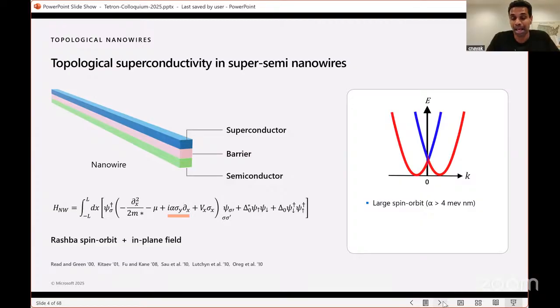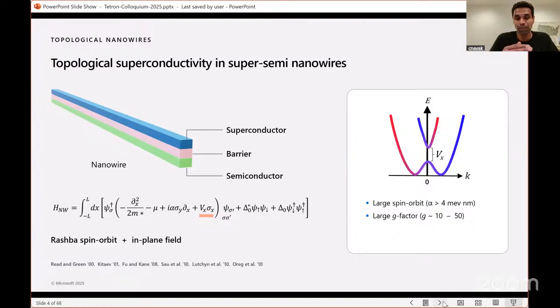We apply a magnetic field along the wire, and we want the g factor to be very large, because with a large g factor, a relatively small magnetic field can open up a Zeeman gap in the semiconductor at zero momentum. And by relatively small, I mean small enough that it doesn't substantially disrupt the superconductivity.